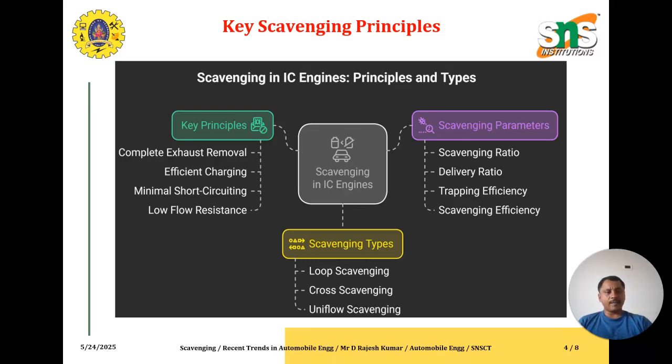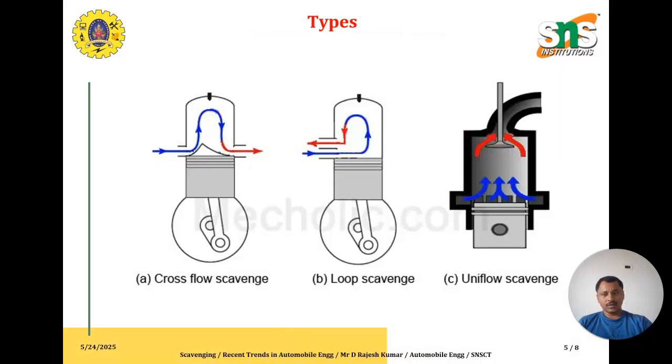Generally, there are different parameters used in scavenging, of which the major ones are the scavenging ratio, the delivery ratio, the trapping efficiency, and scavenging efficiency. There are three different types of scavenging. They are loop scavenging, cross scavenging, and uniflow scavenging. Let us see one by one. This diagram indicates the construction of the cross flow, loop flow, and uniflow scavenging.